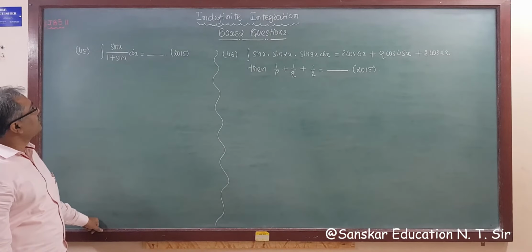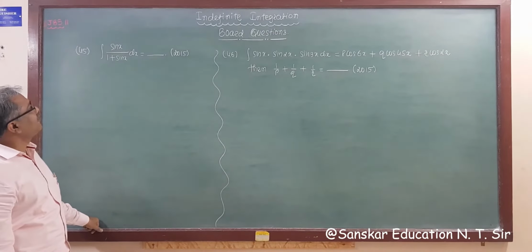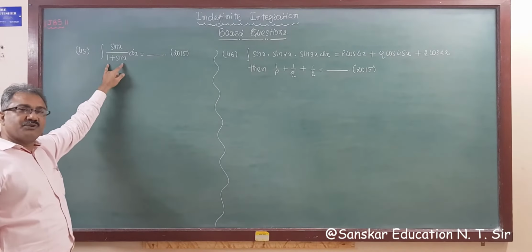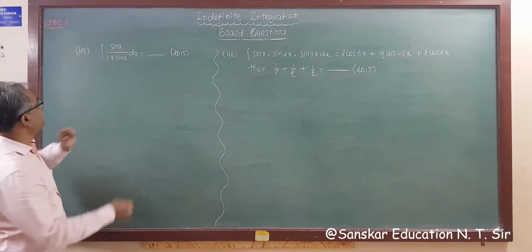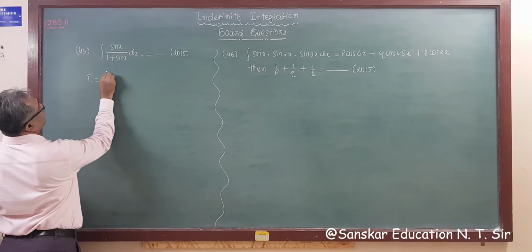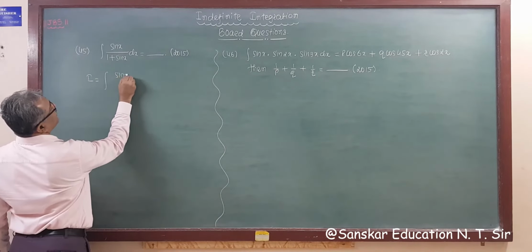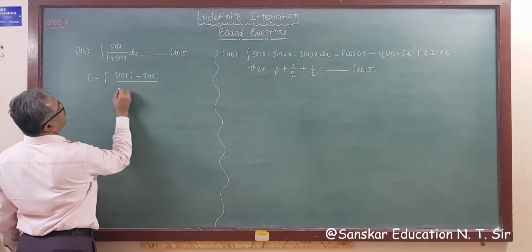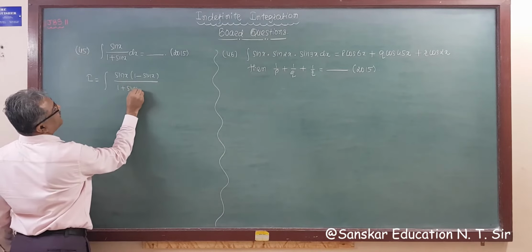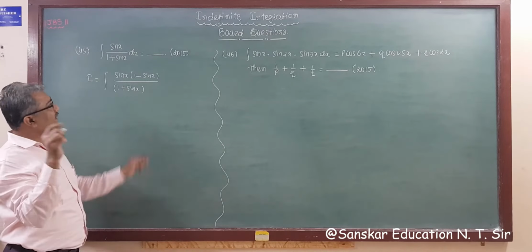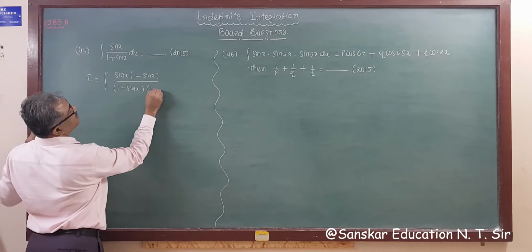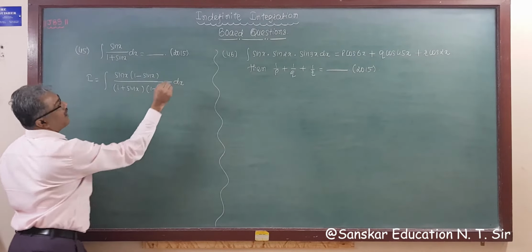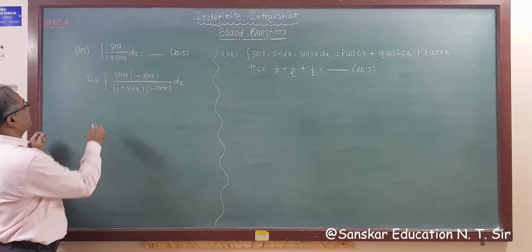Integration of sin x upon 1 plus sin x dx. As you know, if there is 1 plus sin x in the denominator, you have to divide and multiply by 1 minus sin x. So what we get is sin x into (1 minus sin x) whole upon (1 plus sin x) into (1 minus sin x) dx.